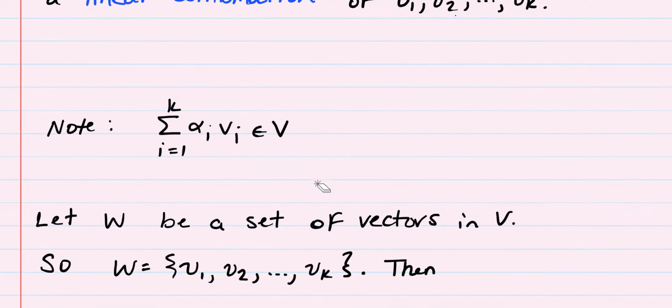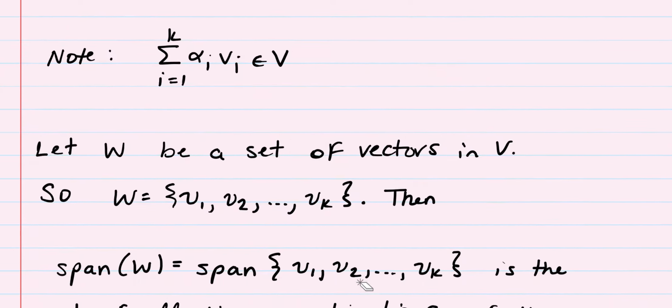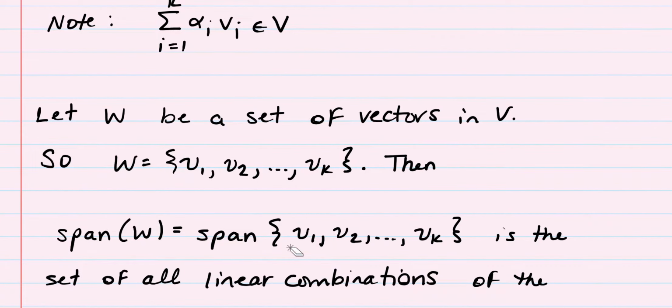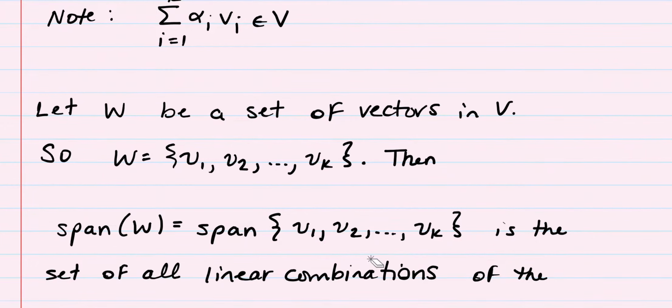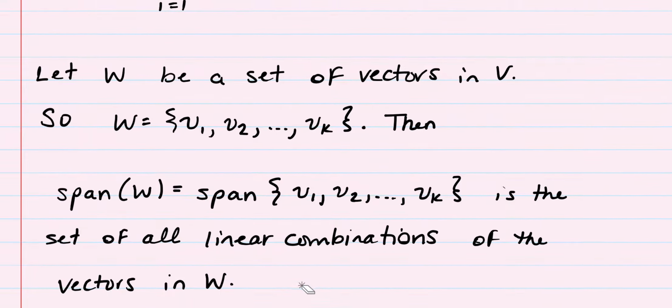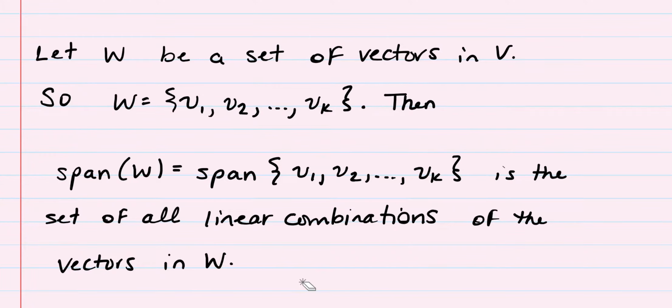Now suppose we call W the set of vectors, so we say W is v1, v2, all the way to vk. We're going to use some new terminology. We're going to say that the span of W, which you could also write this way, the span of the vectors v1 through vk, is the set of all linear combinations of the vectors in W.